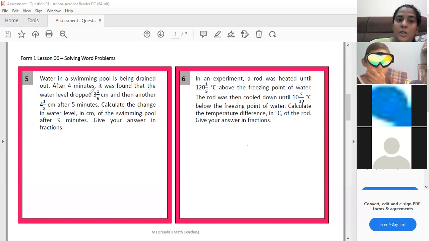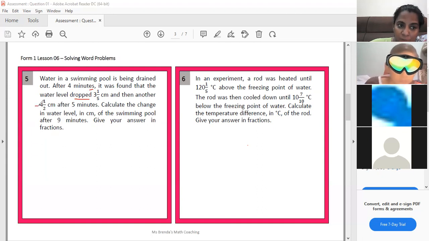So water level dropped 3.5 centimeter. Dropped means minus. Yes or not? And then another 4.5 dropped means minus. So how do you find the total dropping of water? How much dropped altogether? So in other words here, okay, change. Okay, look at the clue word here. Calculate the change, right? So you start with that. You write the word change.